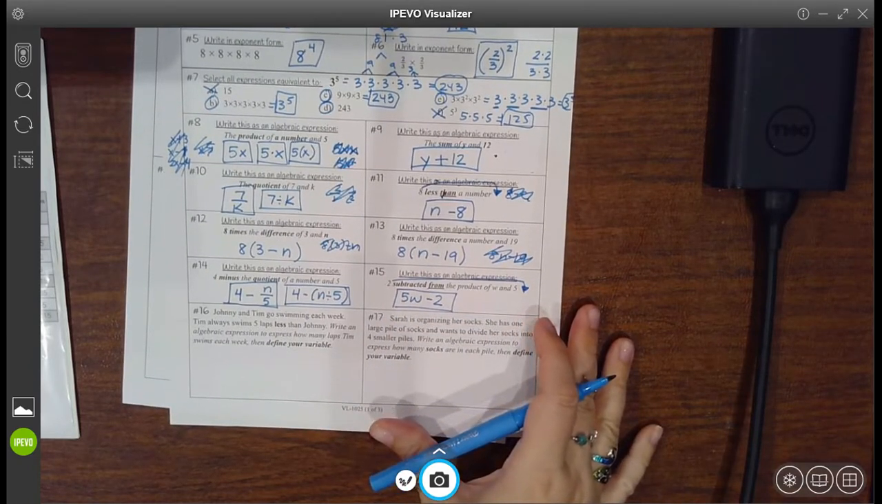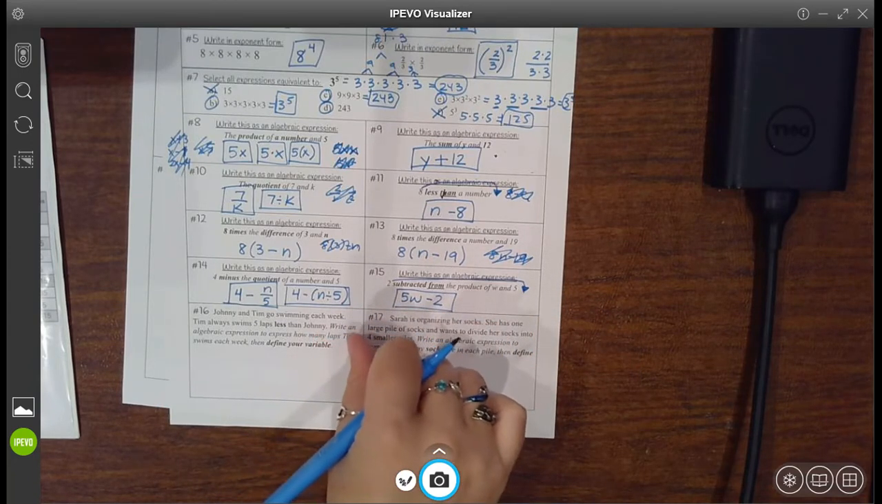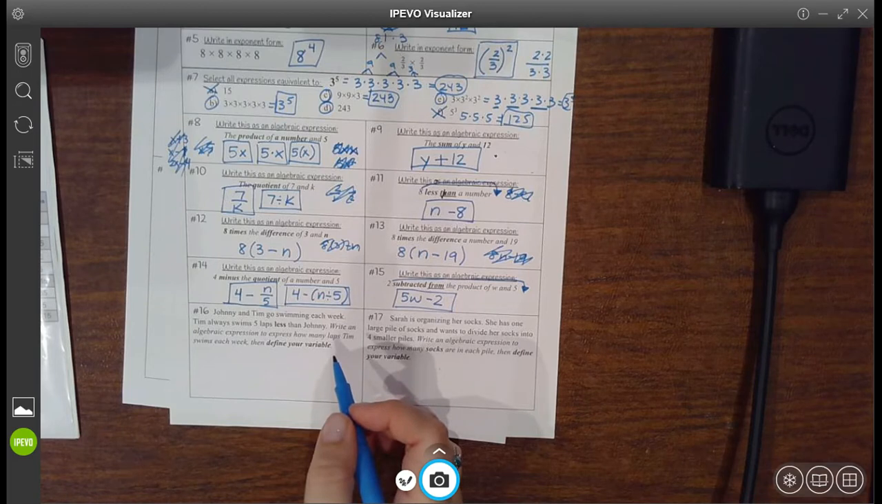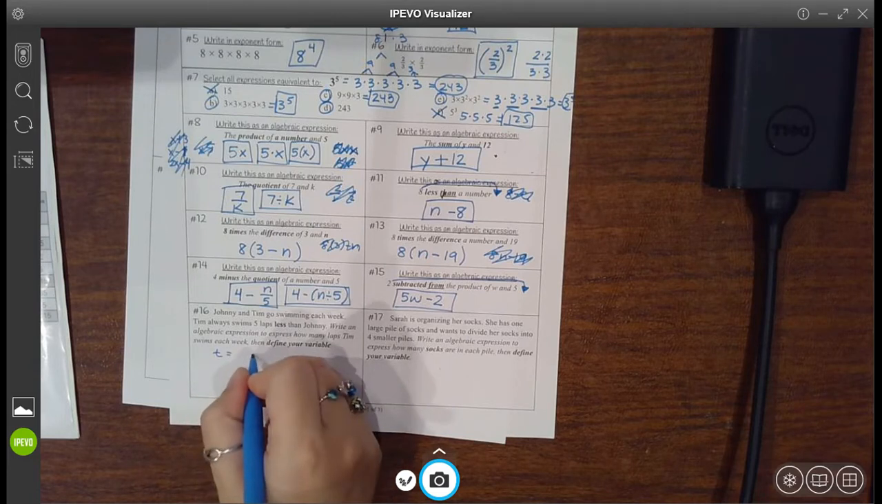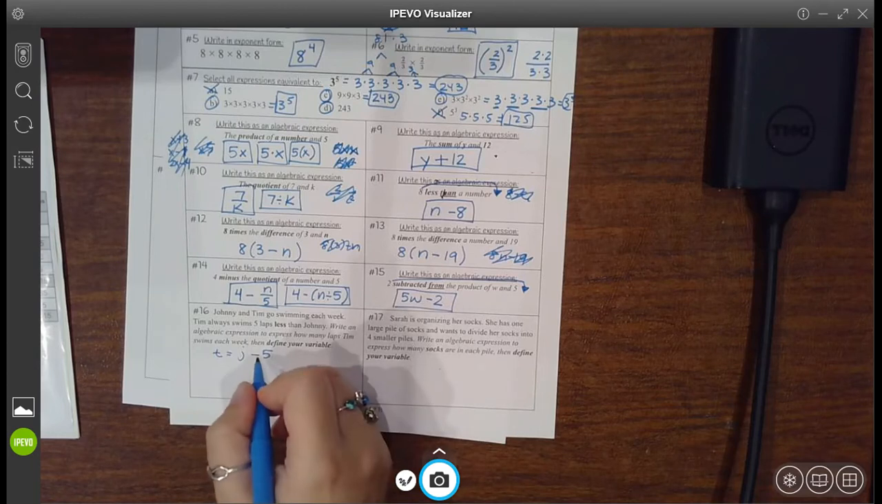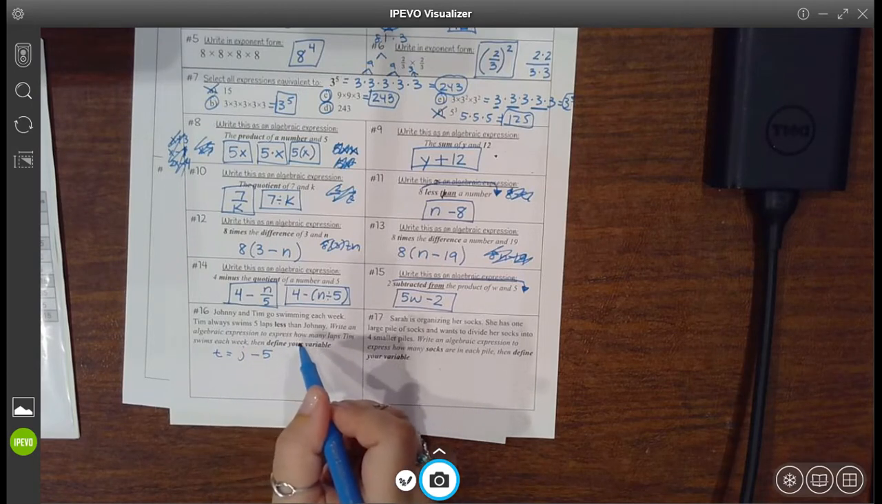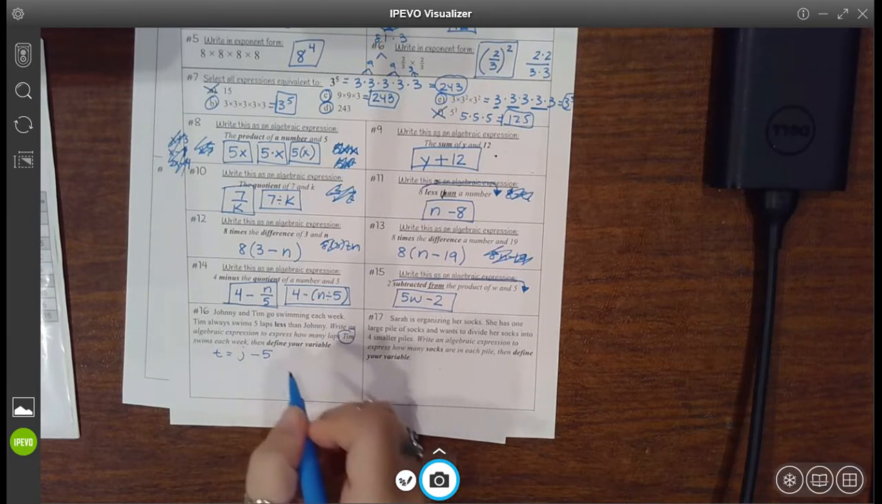Okay, now we're going to move on to you trying to, not just from a word phrase, but from a word problem, write an expression. So it says Johnny and Tim go swimming each week. Tim always swims 5 laps less than Johnny. So Tim is equal to 5 less than Johnny. Okay, 5 less than what? 5 less than Johnny. So write an algebraic expression to express how many laps Tim swims each week.